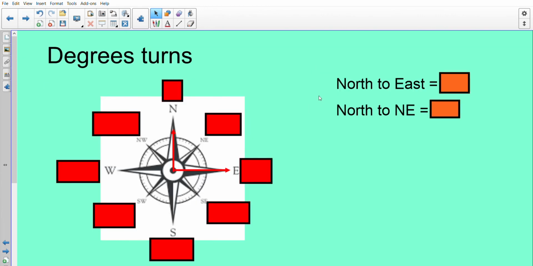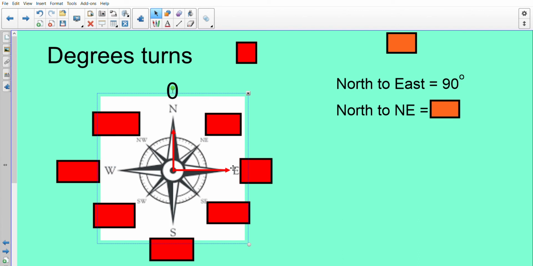Otherwise, let's look at more precise degrees turns. So it's quite tricky, this. So let's start here on 0 degrees. Okay, to go from north to east, that's 90 degrees, don't we? But what if we went from north to northeast? Okay, so from north up here to northeast, how many degrees would that be?